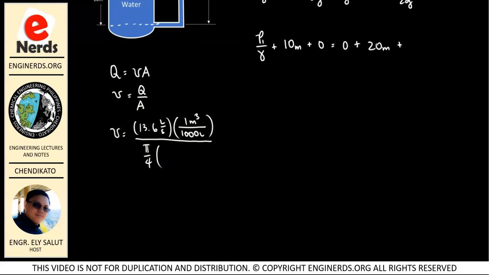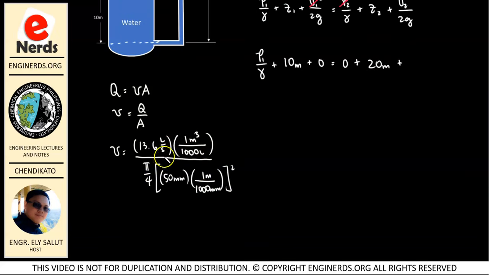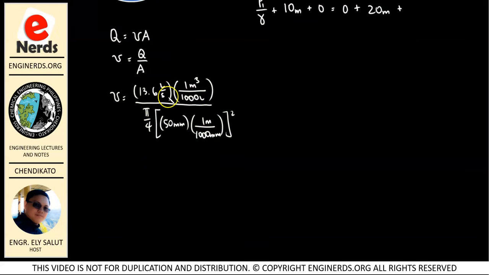So, what is our diameter? Let me use a bracket here. Our diameter is 50 millimeters. We'll convert that to meters, 1,000 millimeters in 1 meter. So, we will be squaring that. This is the cross-sectional area of our pipe where our fluid is flowing.